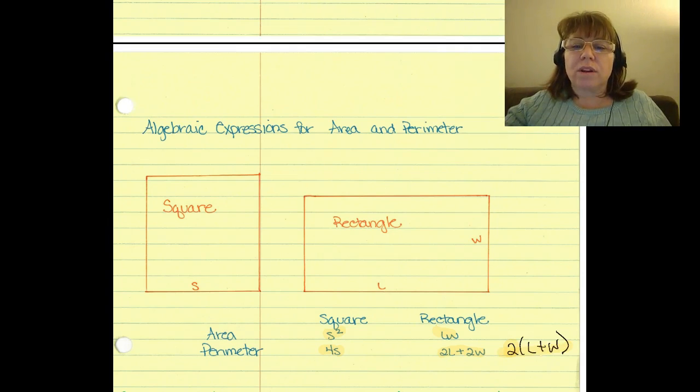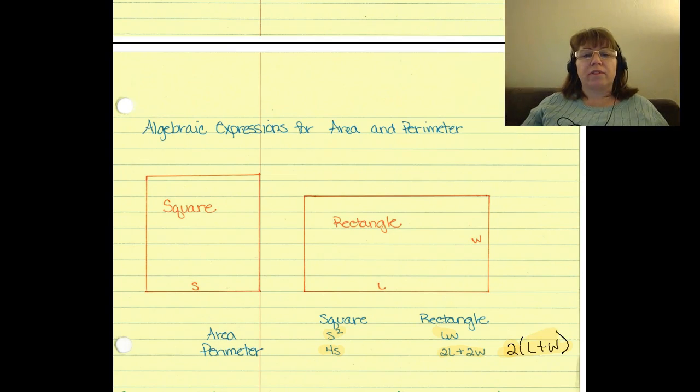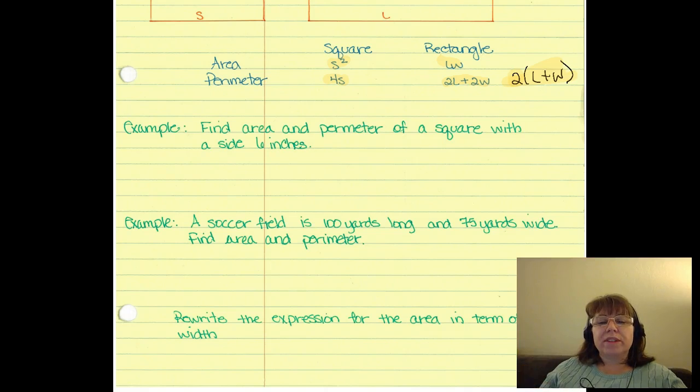So either one of these expressions will work for a perimeter. If you like to remember it as 2L plus 2W, that's fine. If you want to remember it as 2 times length plus W, then remember it that way. Let's work with some examples.